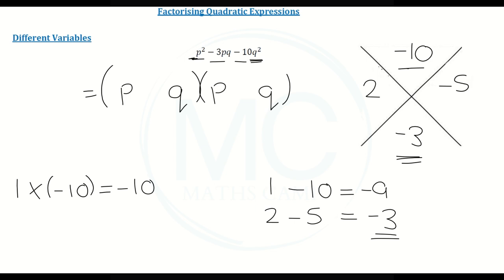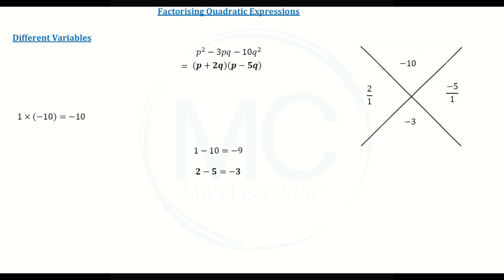The coefficient of the first term in the expression is 1. So we can say 2 over 1 and negative 5 over 1. Now we can fill in the brackets. Let's look at the first fraction, 2 over 1. 1 is the coefficient of the first term, so we get 1p, which is simply p. And 2 is the coefficient of the second term. So we're going to say plus 2q. Now let's look at our second fraction. We have negative 5 over 1. 1 is the coefficient of p, so we are left with p. And negative 5 is the coefficient of q. So we say negative 5q. And we have now factorized this expression.